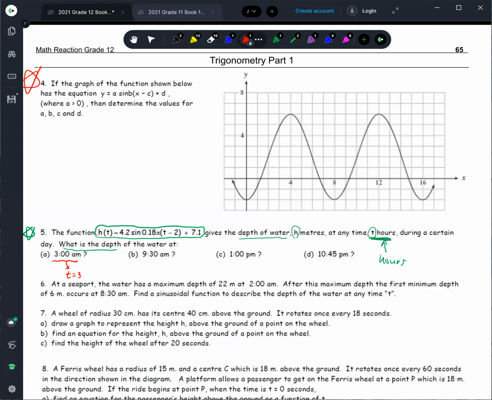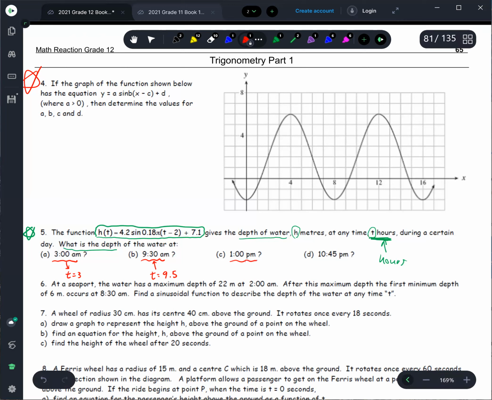9:30 is 9 hours and 30 minutes, right? But it's a mix of hours and minutes, so you need to change this into hours. 30 minutes is half an hour, so you should use 9.5 to plug in to find the depth. We're looking for the depth, not the height.